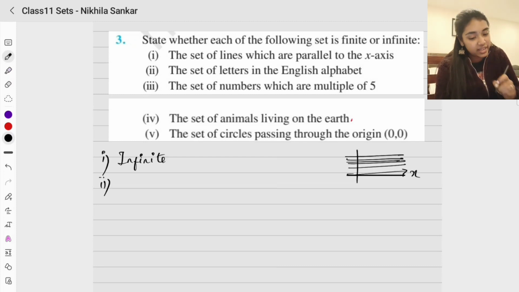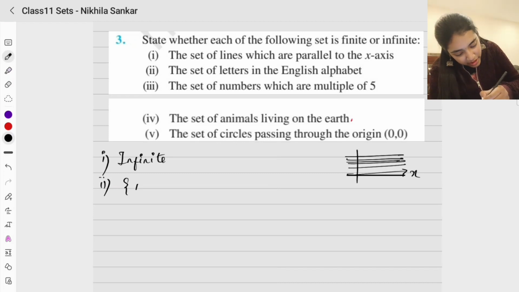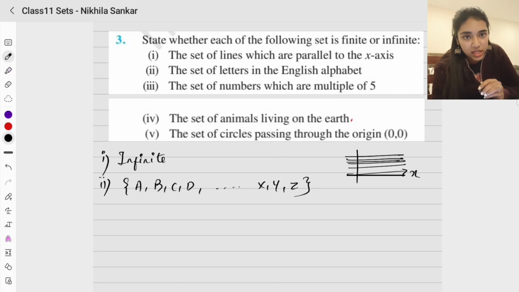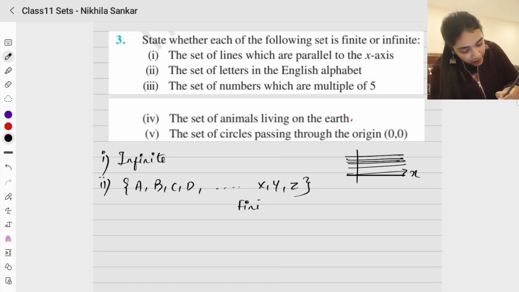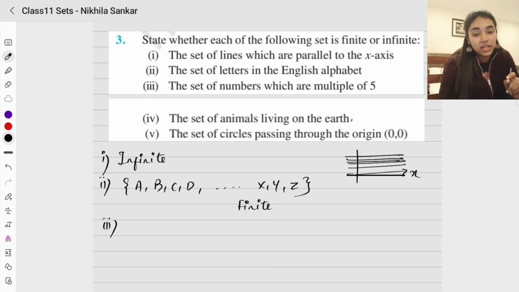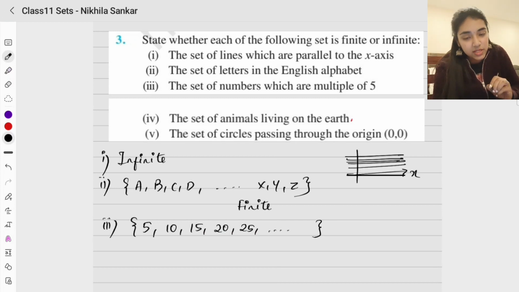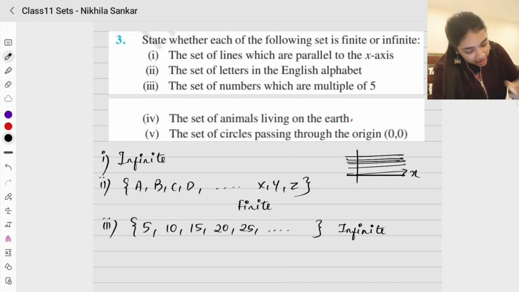Next, set of letters in an English alphabet. In the English alphabet, there are 26 letters, A, B, C, D, E, F, G, H, I, J, K until X, Y, Z. So this is going to be finite. Then third subsection, set of numbers which are multiples of 5. Multiples of 5 are 5, 10, 15, 20, 25 and so on, and there is no end. They have not given what their end limit is, so you do not have a definite number of elements. So this is going to be infinite.